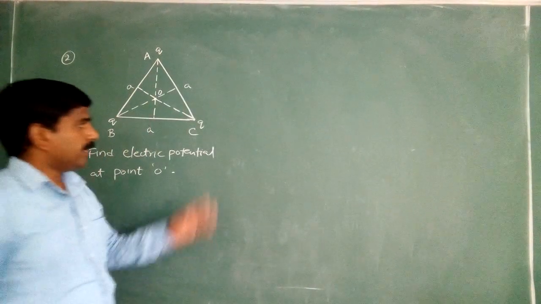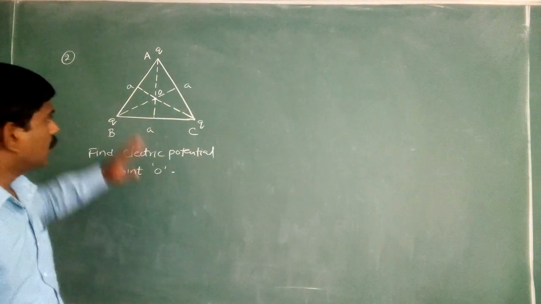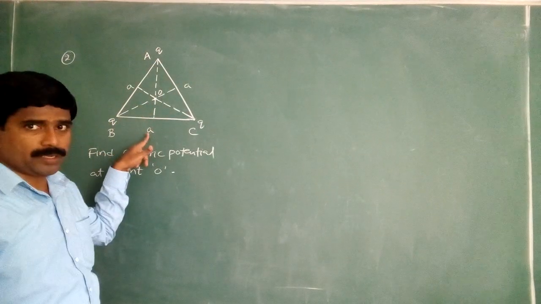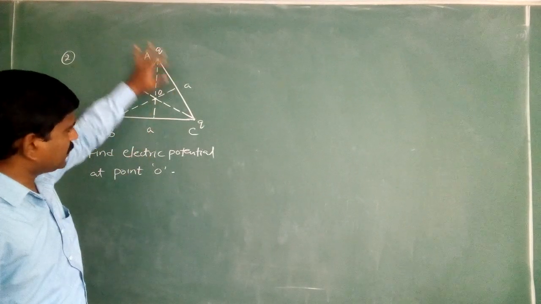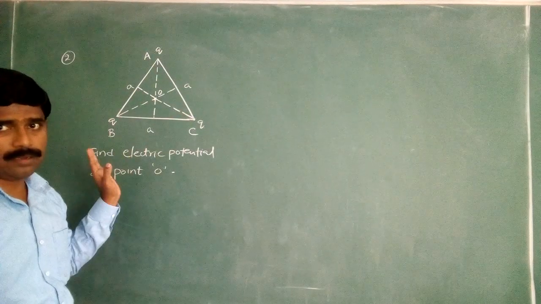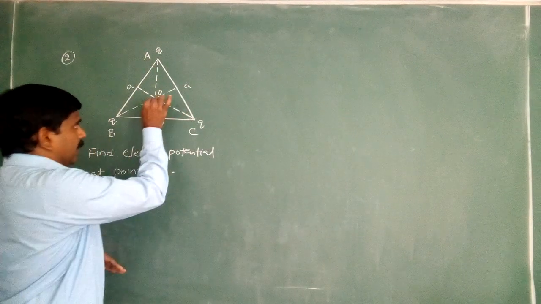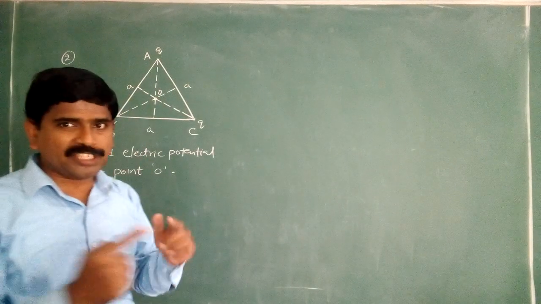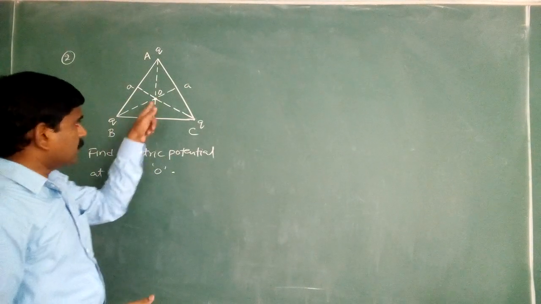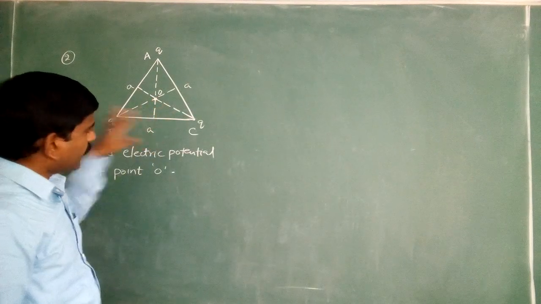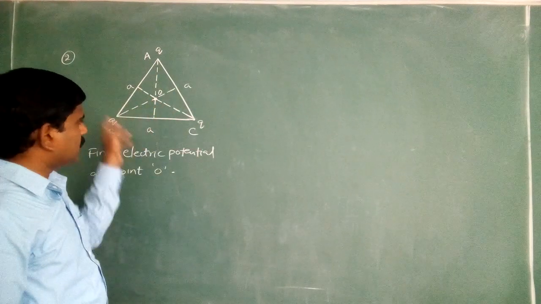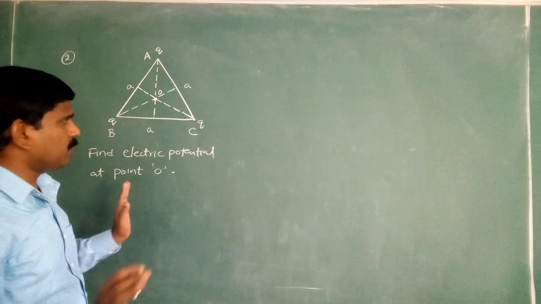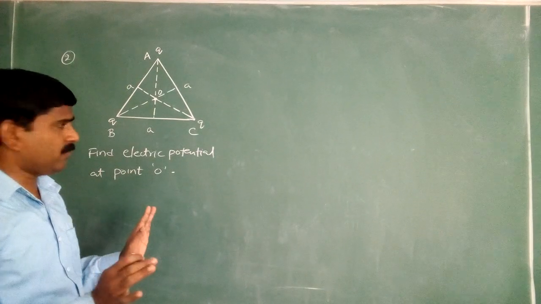Right. Next, second problem. This is an equilateral triangle with side a meters. Three charges are placed at the vertices of the triangle. Find the electric potential at this point, which is the intersection of the medians, that is, the centroid. Find the electric potential due to this system of charges at point O. Same thing here, we find it in the same manner.